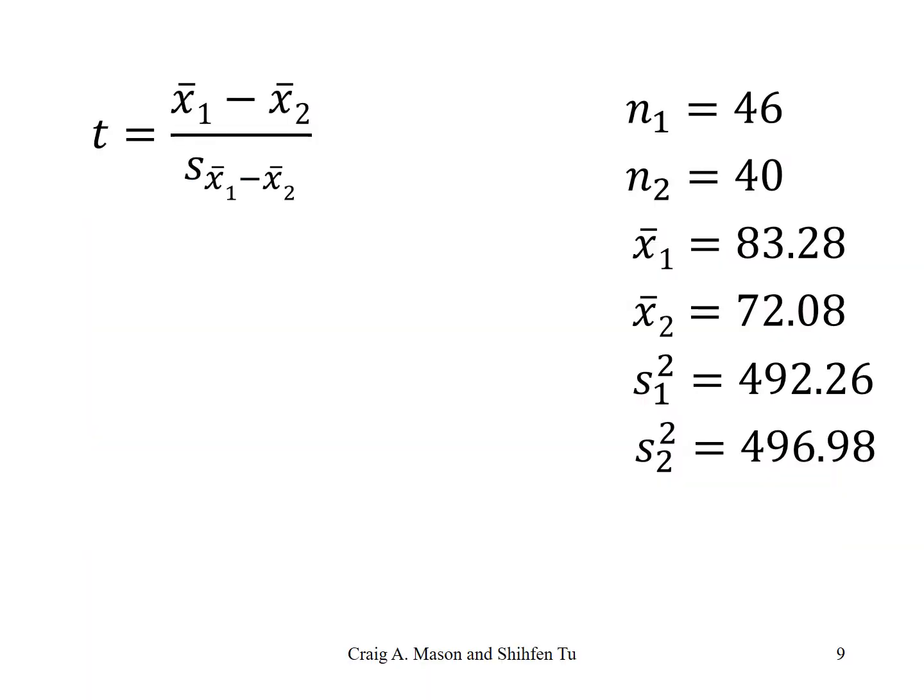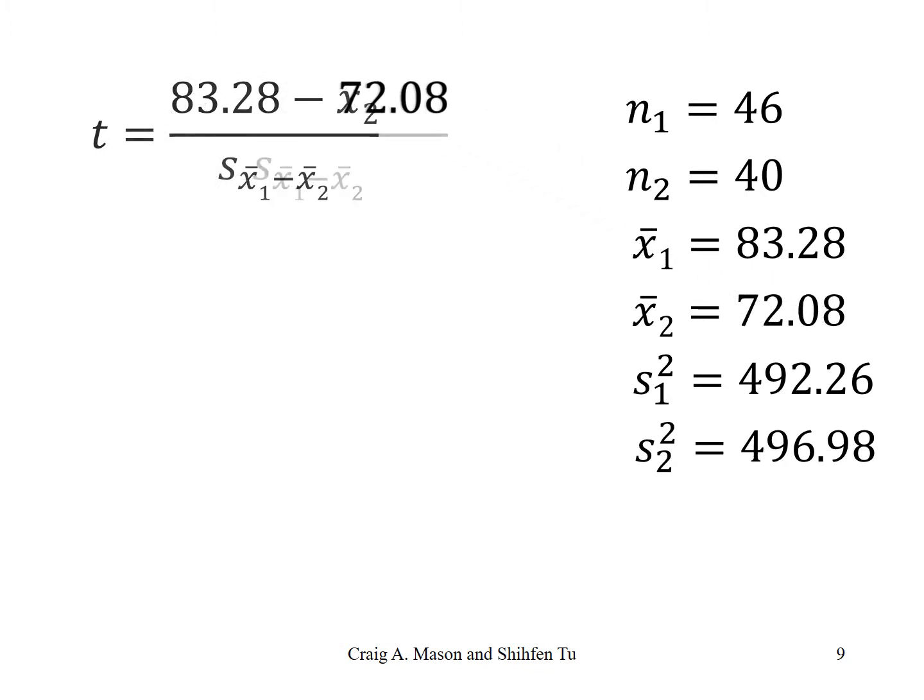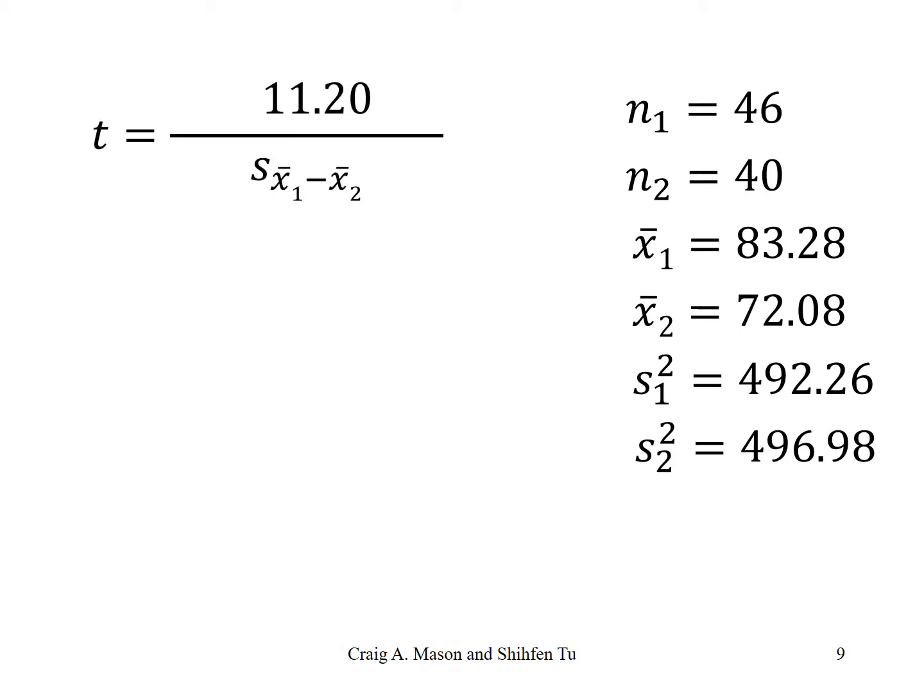Now, of course, in the real world, the computer will do all the actual calculations for you. But let's do it by hand just to see how the numbers are related and how it all works. Okay, our t-test formula is t equals x bar 1, our mean for sample 1, minus x bar 2, our mean for sample 2, divided by the standard error of the differences in means. We plug in 83.28 for x bar 1 and 72.08 for x bar 2, the difference of which gives us 11.20. That's how big of a difference we observed.